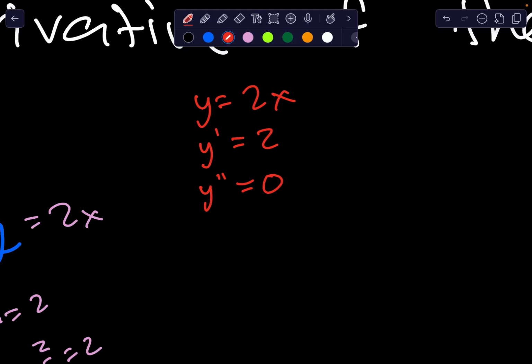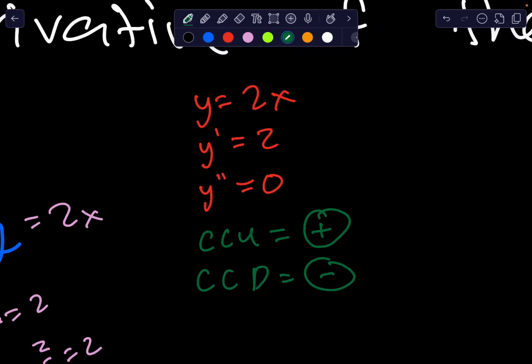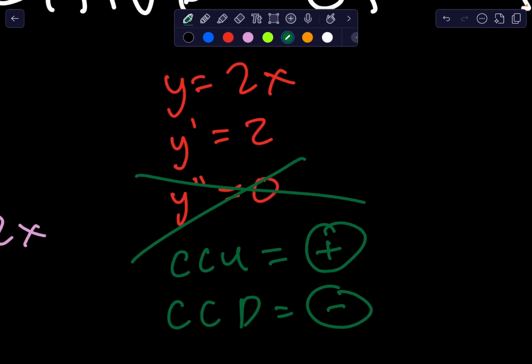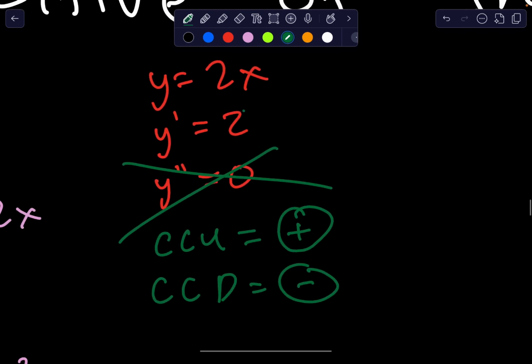If you remember, concave up meant there was a positive value for the second derivative. Concave down meant there was a negative value for the second derivative. However, here we have a value of 0. That means we don't have concavity here, so we don't really have to worry about this one. But what we do have is our y prime value, or first derivative, which I should get used to seeing as well. Same thing.